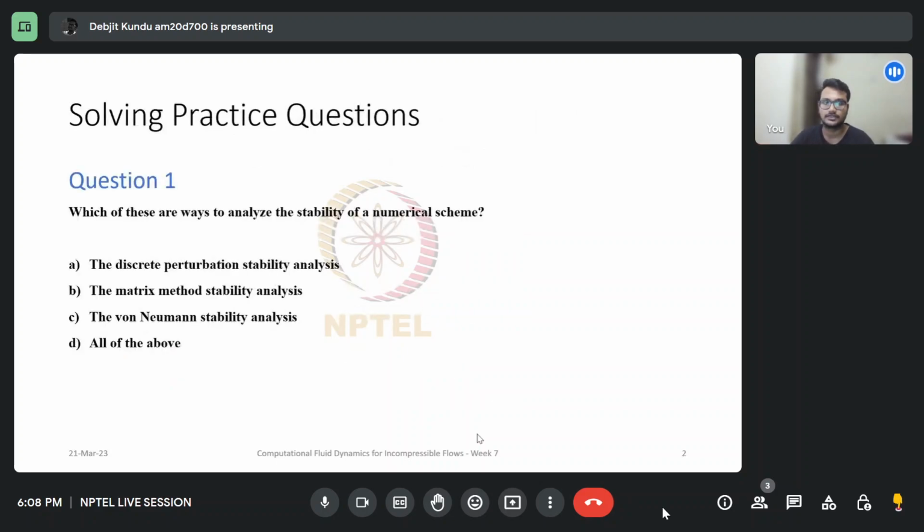So this is question number 1 of today's session, which is asking us which of these are ways to analyze the stability of a numerical scheme. Then there are four options given. So the four options are the discrete perturbation stability analysis, option B, the matrix method stability analysis, option C, the von Neumann stability analysis, and option D, all of the above.